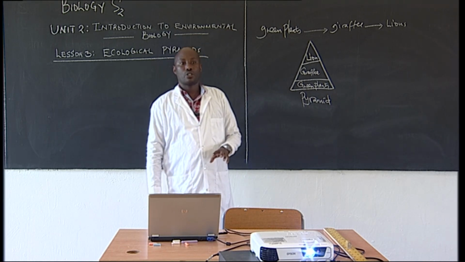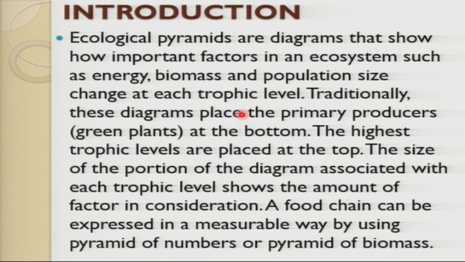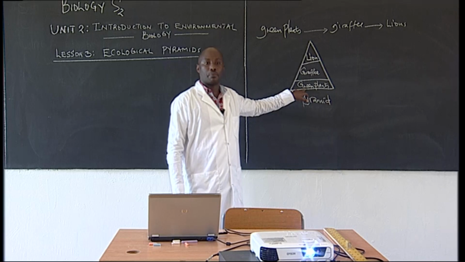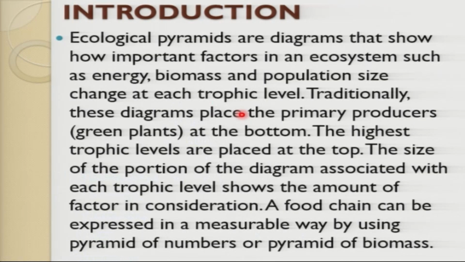traditionally these diagrams place the primary producers, or the green plants, at the bottom. We have the green plants at the bottom. The highest trophic level, you remember when you talk about trophic level, this is a level that's occupied by that organism. The highest trophic levels are placed at the top. The size of the portion of the diagram associated with each trophic level shows the amount of the factor in consideration.